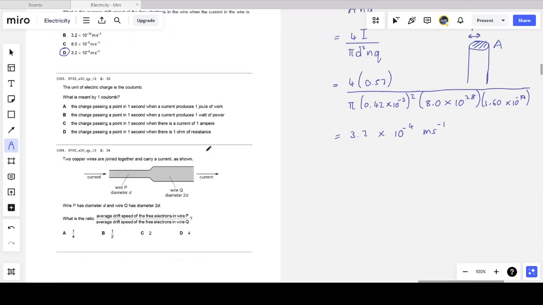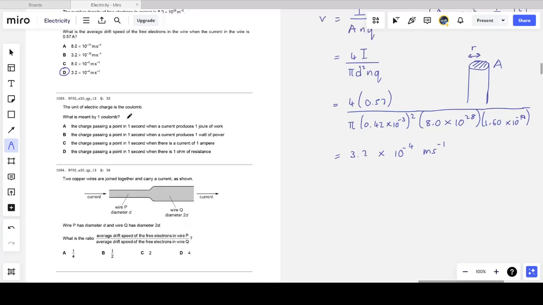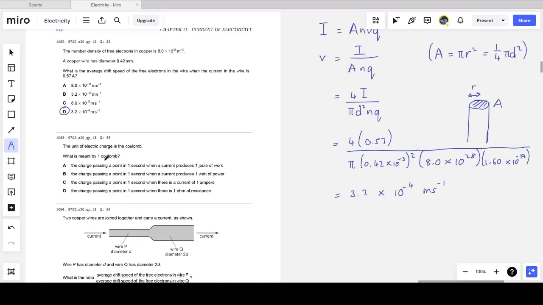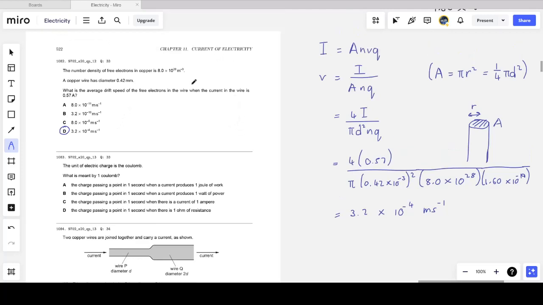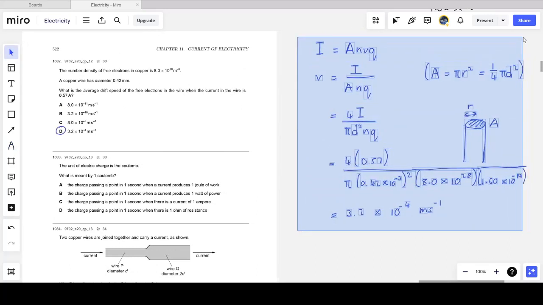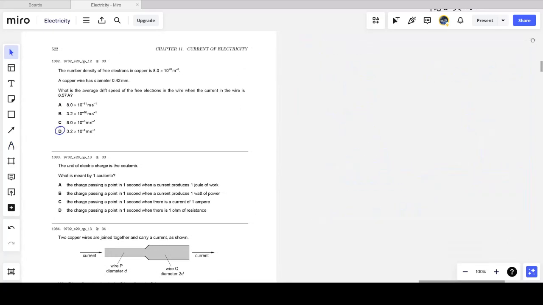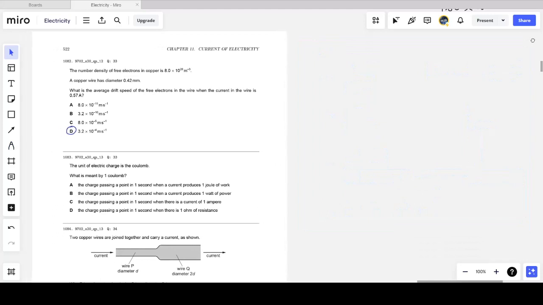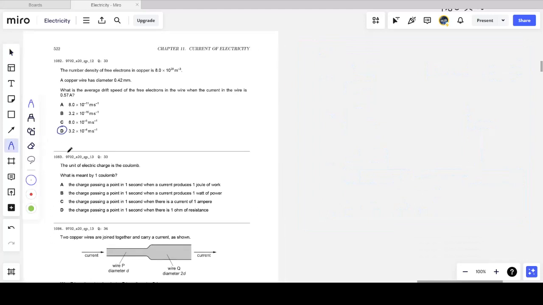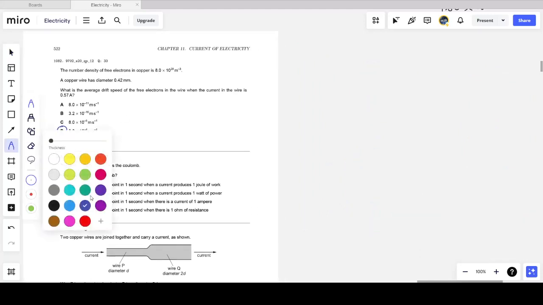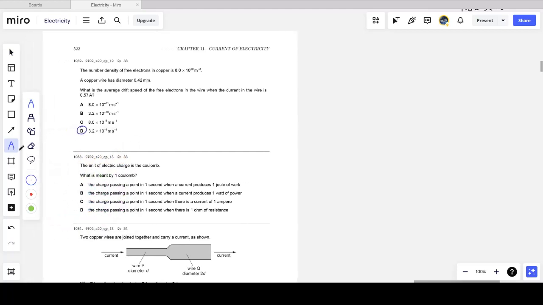Okay, the next question is 1083. It's from the summer 2020 exam. It's question paper 1, variant 3, and it's question 33 from that paper. Okay, it says the unit of electric charge is the coulomb. What is meant by 1 coulomb? Okay, again, this will probably not need you to use a lot of your time. You can read the possible answers and get your choice in a matter of seconds, but we'll do it as you've learned the definitions of a coulomb.